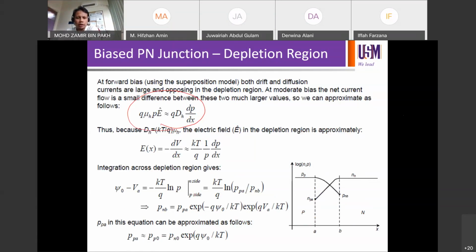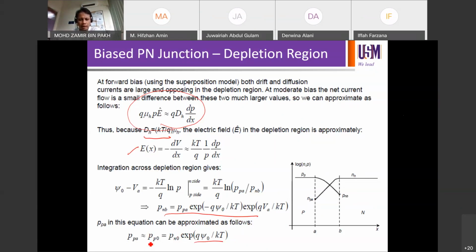So q mu E times n, the electric field, equals q D_e dn/dx, so d/dx of n, right? We have also learned about the Einstein relation, where D over mu equals kT over q. You can also use this for electrons and holes. So the electric field in the depletion region is given by this. And if you do integration of the electric field across the depletion region, we're going to simplify the equation to be equal to this, and even simplify it to be this. Okay.